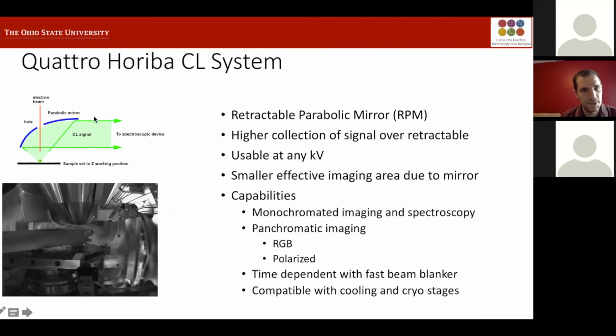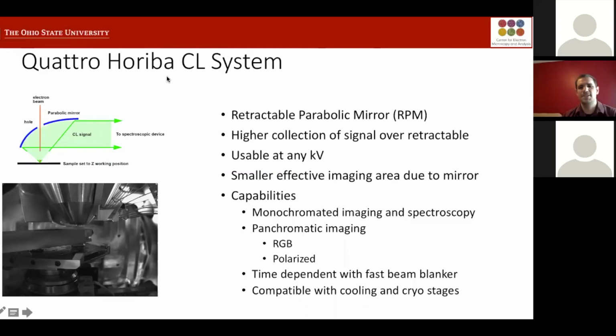There's our sample. In this diagram, we're about a millimeter or so away from the bottom of the mirror. As your electron beam passes through a hole, you'll have your signal coming off and it'll get passed to the spectrometer. So it's really nice. You can get a lot of signal from your sample from this, since you have a large collection angle. It's usable at any kV, so that's one advantage. You can go up to 30 kV for some more depth resolved imaging.